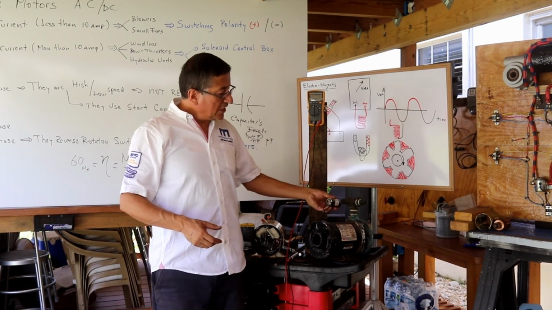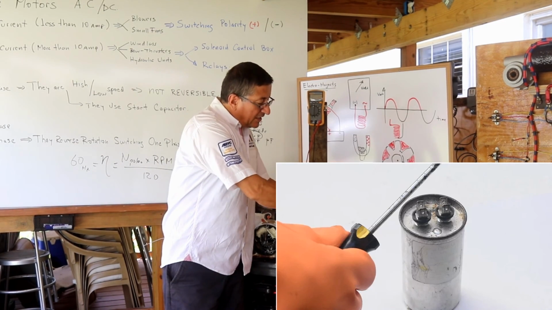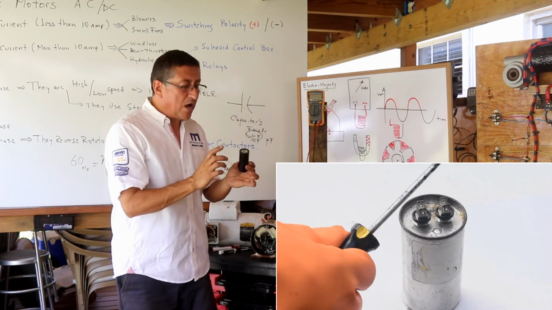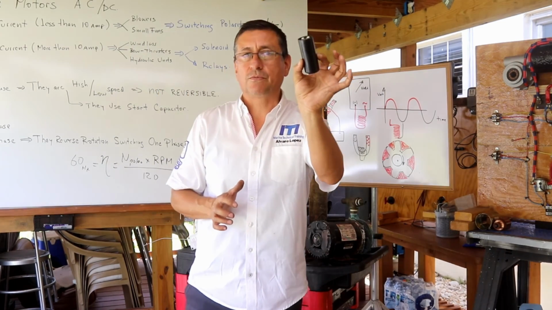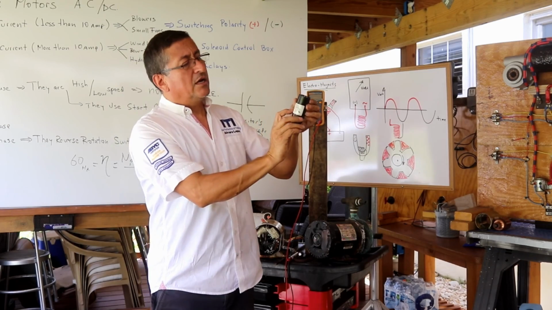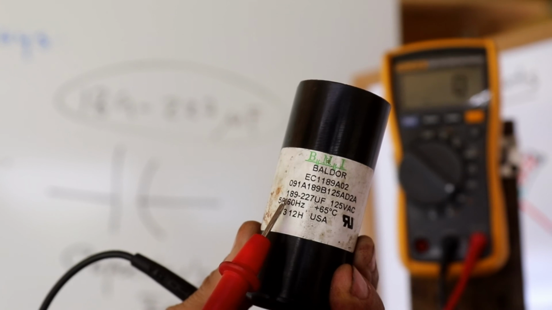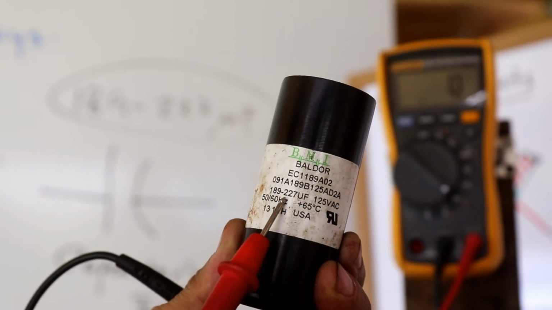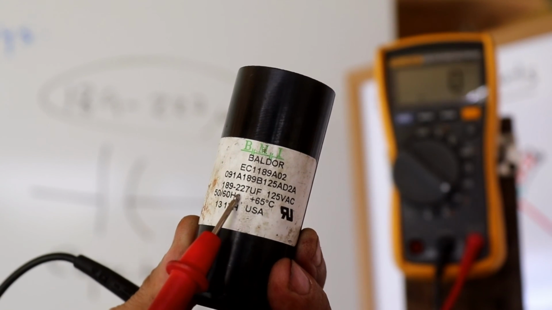Okay, I want to check a capacitor. You need pliers to disconnect both terminals, not your fingers. You need a piece of wire to short the terminals in order to discharge the capacitor. When you have the capacitor outside, you can check the label. In this particular case, the capacity is between 189 and 227 microfarads.